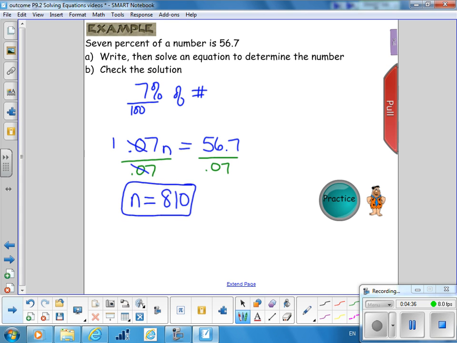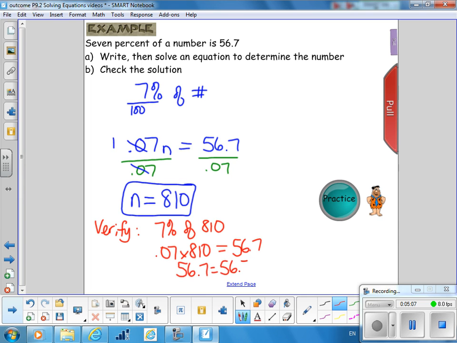So now we want to actually verify that 7% of 810 is actually 56.7. So to do that, we take 0.07, we times it by 810, and what we're saying we should get is 56.7. So let's just double check our work. And we do. 56.7 equals 56.7. We have done it correctly.